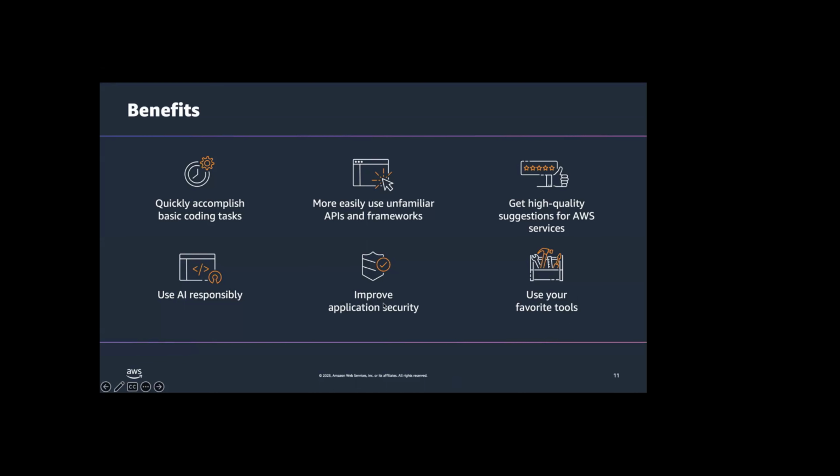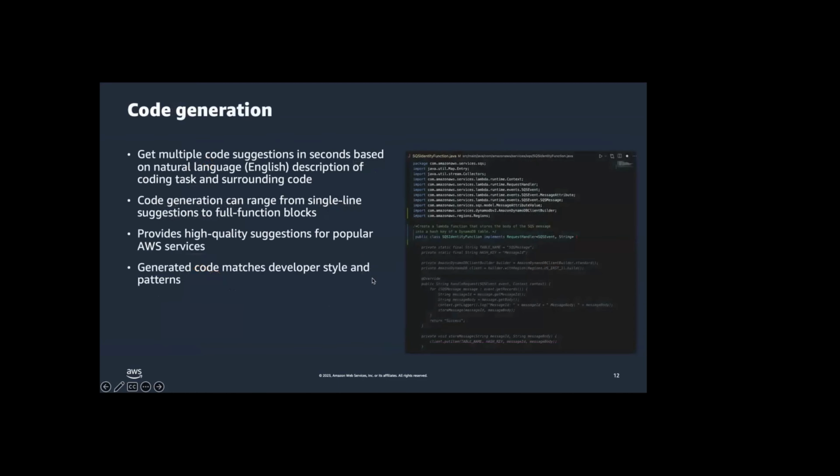Then, like I said, improved application security, obviously a benefit if it's going to spot mistakes that you've made, or security vulnerabilities that you've injected into your code. And then obviously using your favorite tools other than Eclipse. So the code generation, we're going to see it happens pretty fast. You'll see there's a little lag there, and I'll show you what it looks like. You've got to wait just a second or so to get it to come back.